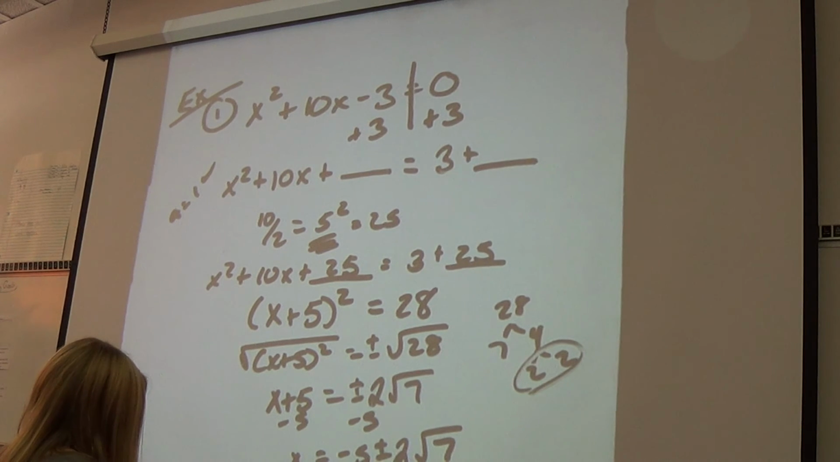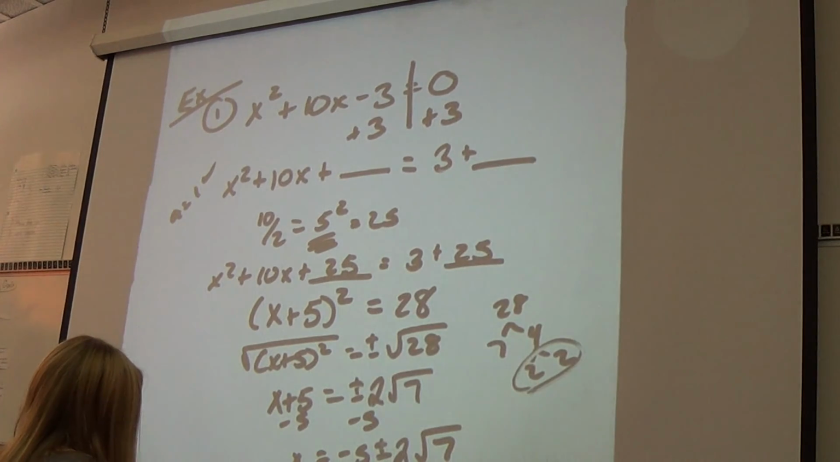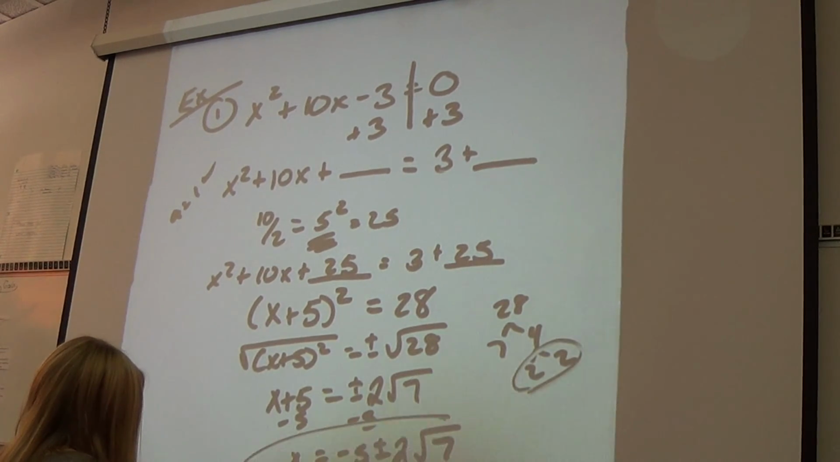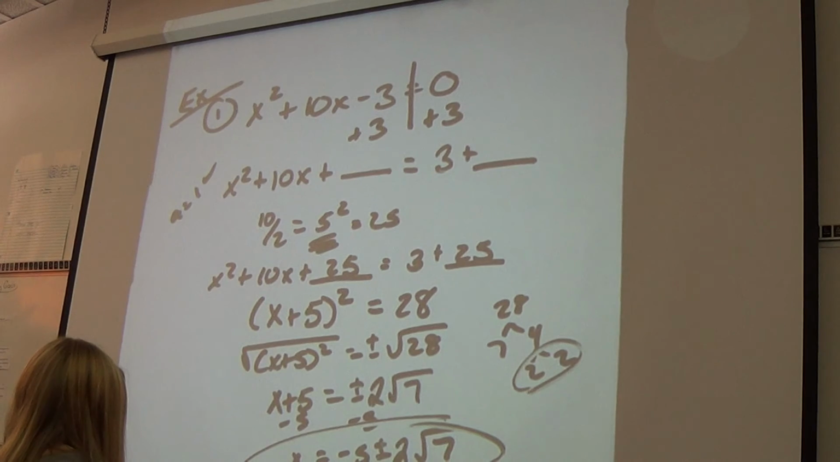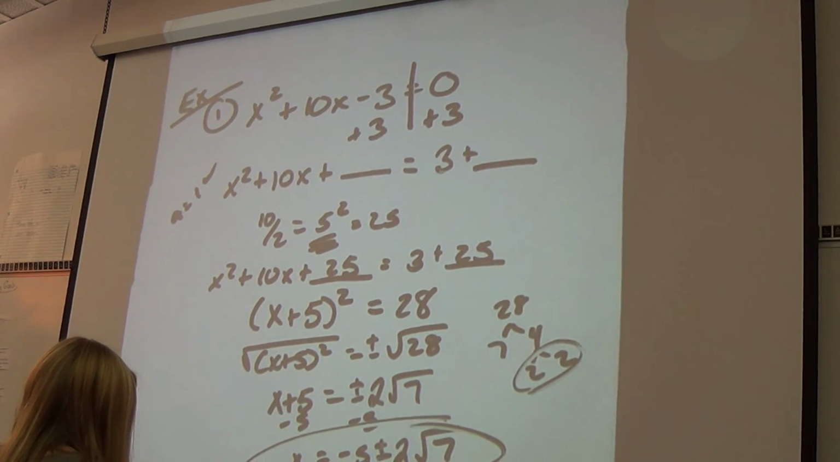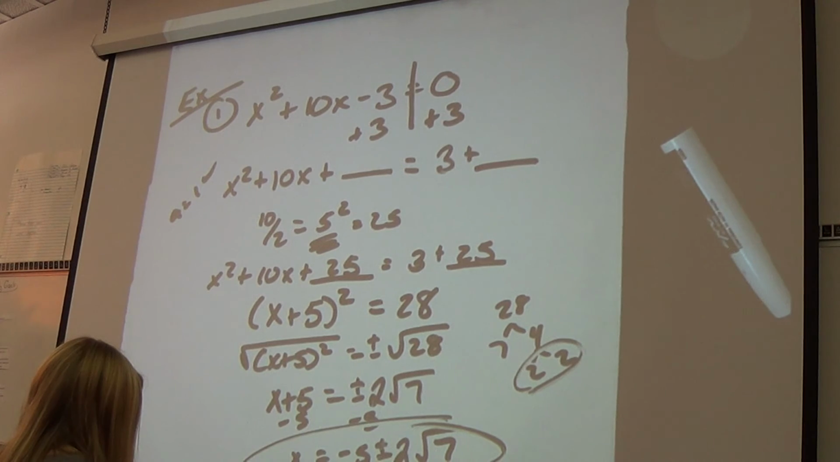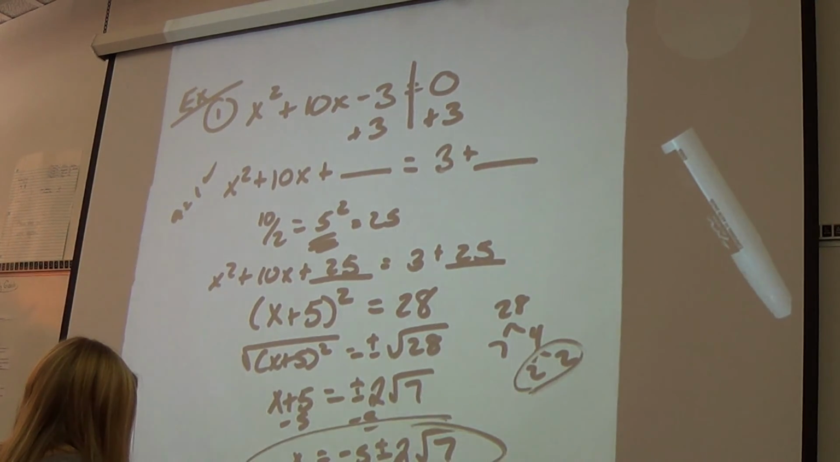How many answers are being shown here? 2. One with the plus, one with the minus. Okay, so don't forget that. You still have 2 answers here, even though it's kind of chunky. And then that would be my answer. I can't add the 5 and 2 together. Why not? Because the 2 has a square root of 7, right? So I can't do that until I figure out what the square root of 7 is.